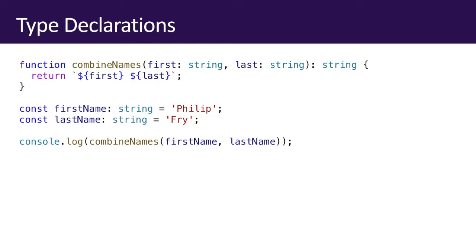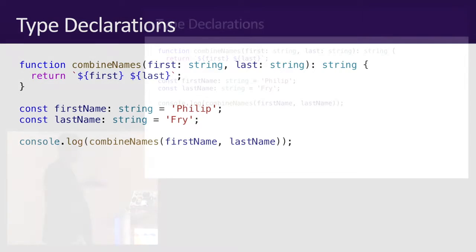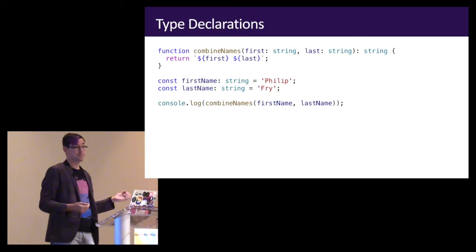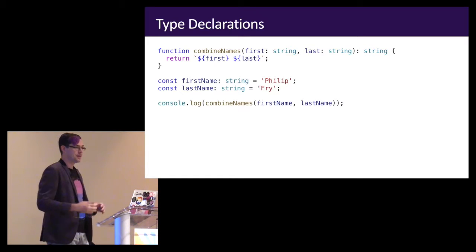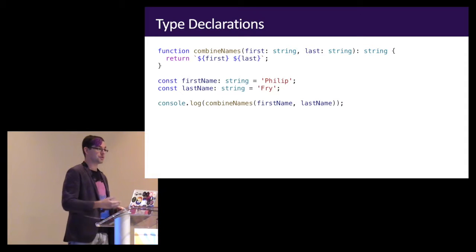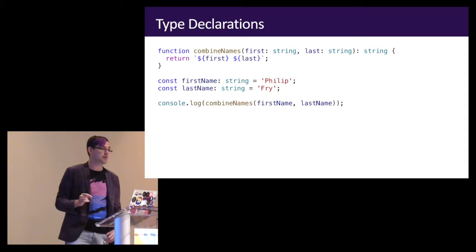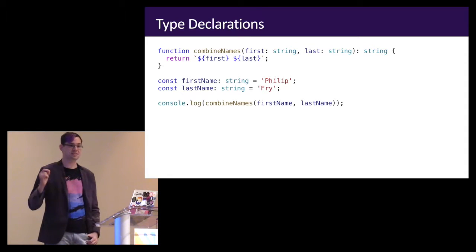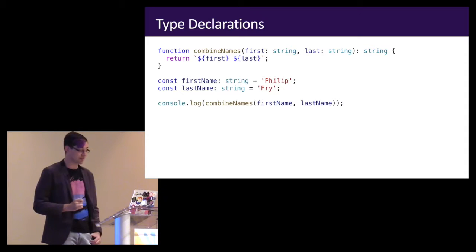And then similarly, if we look at this function definition at the very top for combined names, we notice it takes two arguments, first and last, but they also have a type. We have a colon and then string after first. And so that says first name is a string and will always be a string. And then after our arguments, after that closing parentheses, we have another colon and string. That very last type you see is the return type. And so that says that this function is guaranteed to return a string.